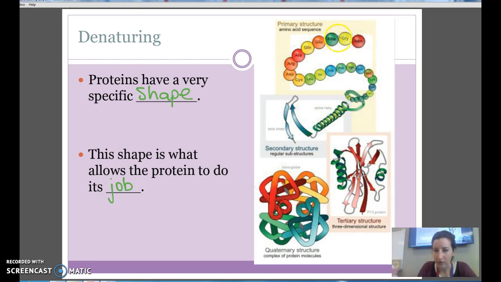Okay, first, denaturing. Proteins have a very specific shape. This right here is your line of amino acids, and then it forms alpha helixes or beta pleats, and that's your secondary structure. Primary structure, secondary, and then a bunch of those secondaries combine to make a tertiary, and then several of those combine to make your quaternary structure. The substrate that's going in there has to fit very specifically right in there. So if you mess up that shape, the protein is not allowed to do its job.